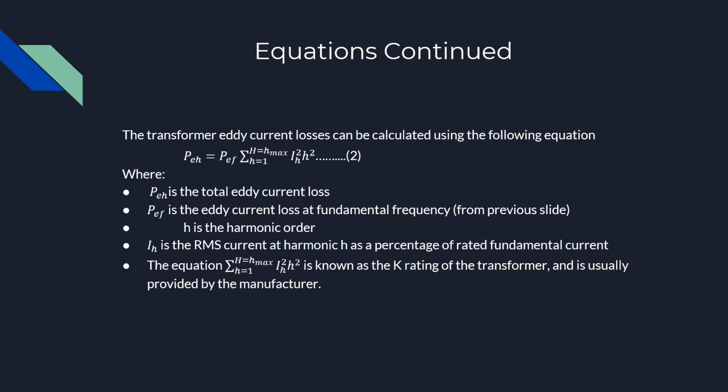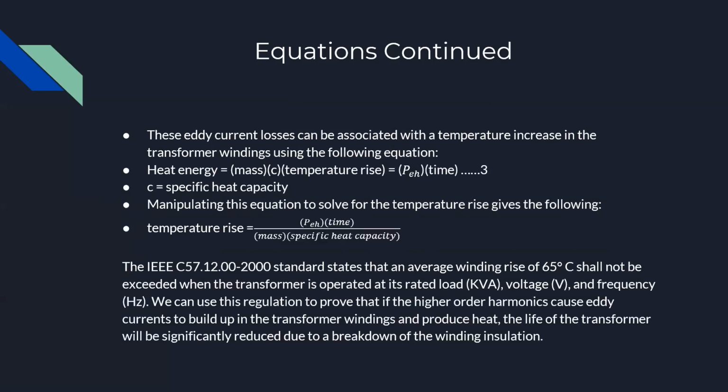So basically we take that equation and we plug it into this one to get PEH. We plugged in PEF, and now we're going to plug in the sum of the harmonics squared times the current at those harmonics squared. So these eddy current losses can be associated with a temperature rise in the transformer windings. Using this equation here, heat energy equals mass times the specific heat capacity times the temperature rise, we can associate that with that last equation, PEH times time. We'll manipulate this equation to get the temperature rise, which is PEH times time over mass times the specific heat capacity.